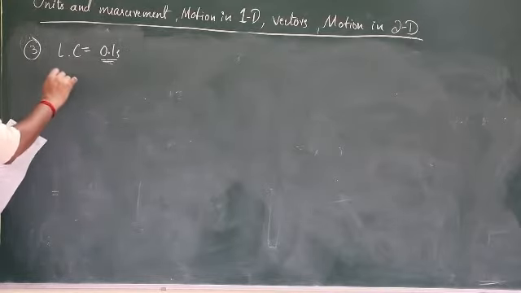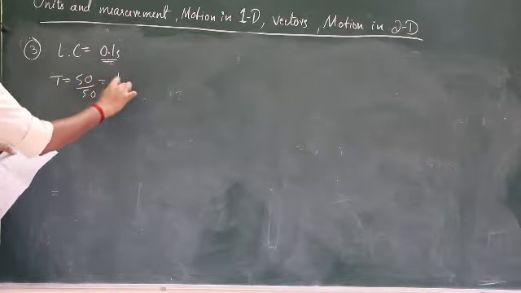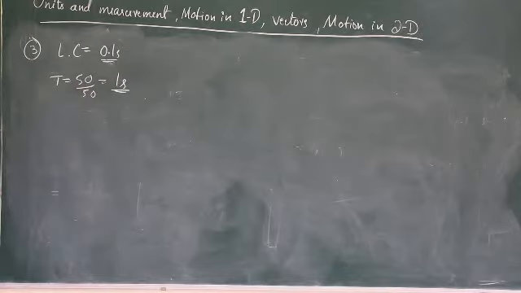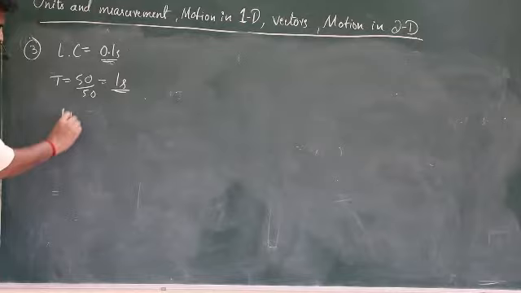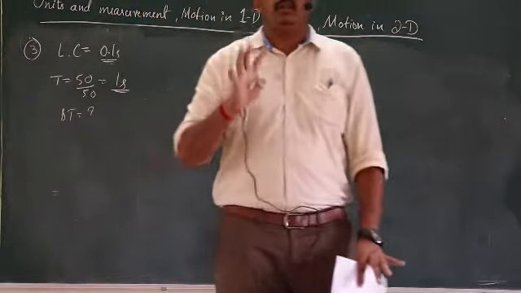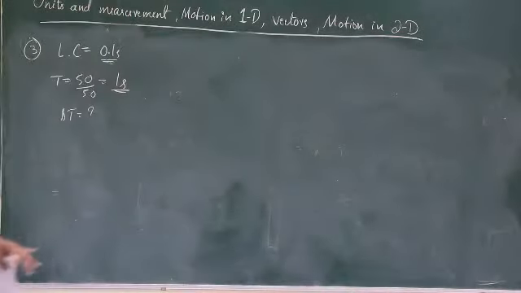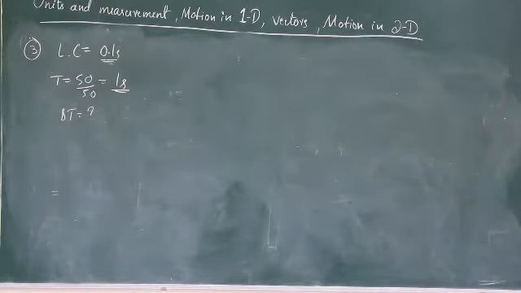So the time period will be how much? 50 seconds for 50 oscillations. That means the time period should be 1 second. Directly we can understand from this, correct? The percentage error in the time period, that means delta t, equals how much? So this is the given data in the question. Hope you understood the given data here. So question number 3, let us see how to solve this. So delta t means the error in the time period.